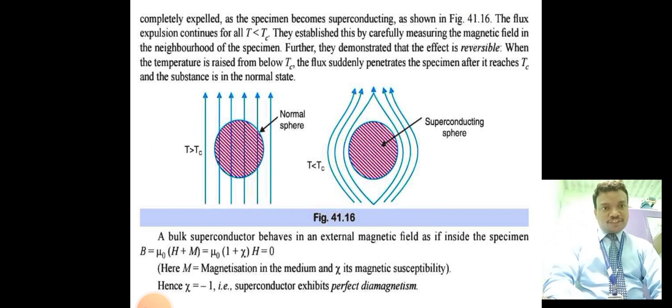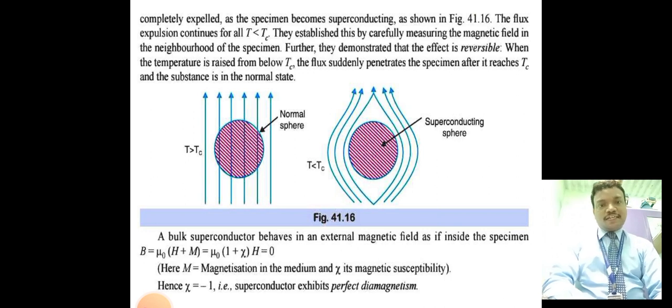The effect is also reversible, which means that when the temperature is raised from below the critical temperature, the magnetic flux suddenly penetrates the specimen once it reaches the critical temperature, and the substance is in the normal state. In the Meissner effect, the temperature is less than the critical temperature. Suppose the temperature of the substance is raised to the critical temperature and then increased further. The material then allows the magnetic flux lines to pass, and the superconducting state changes to the normal state. So the Meissner effect is reversible.